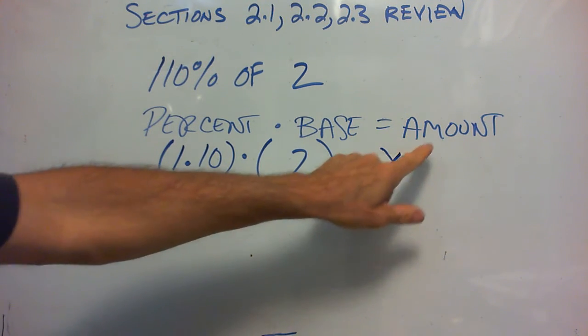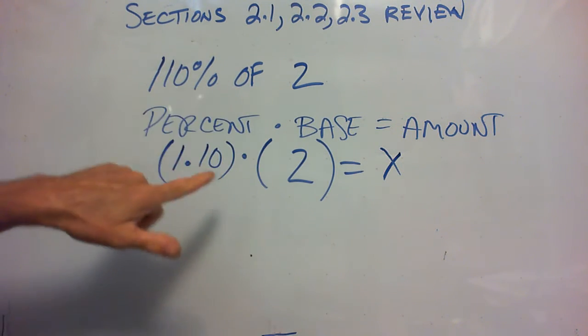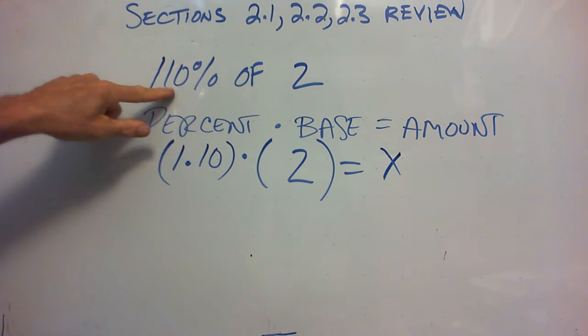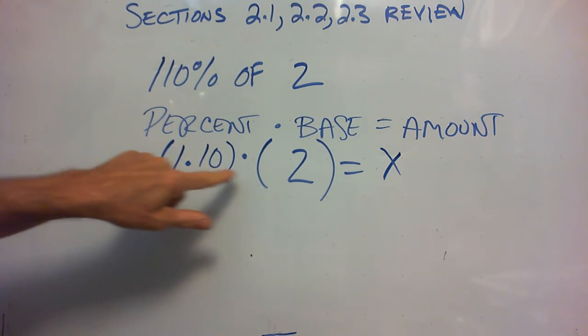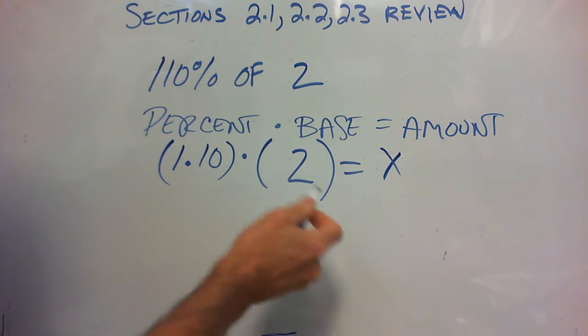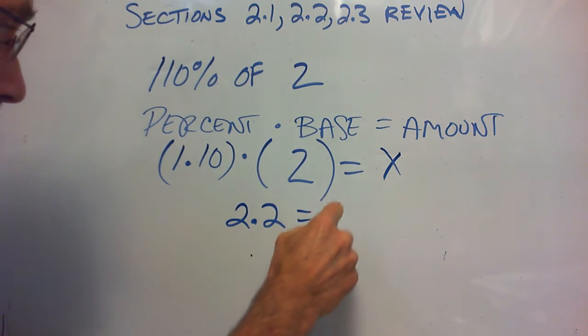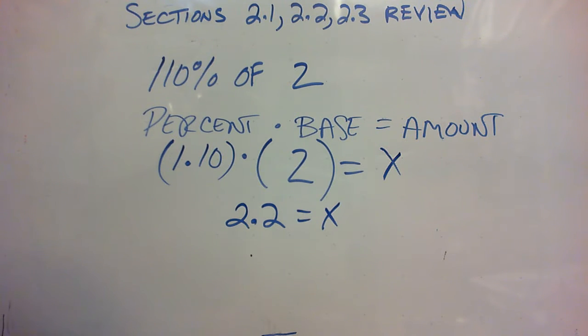In this case, our amount is unknown. We're taking 110% of 2. We change 110% into the decimal, 1.10 times 2. And when we multiply that on a calculator or by hand, we get 2.2 equals x, and that's our answer.